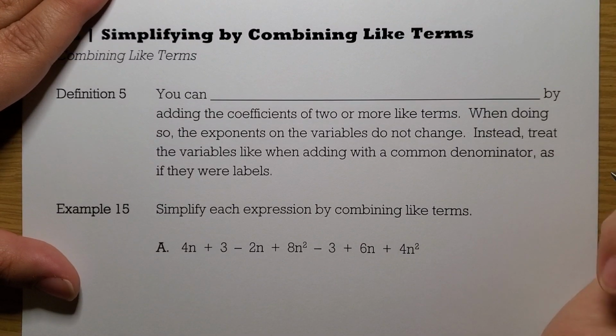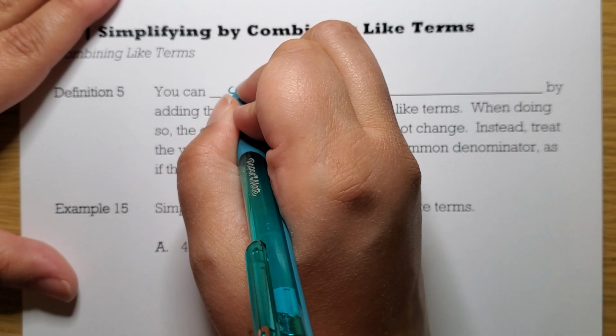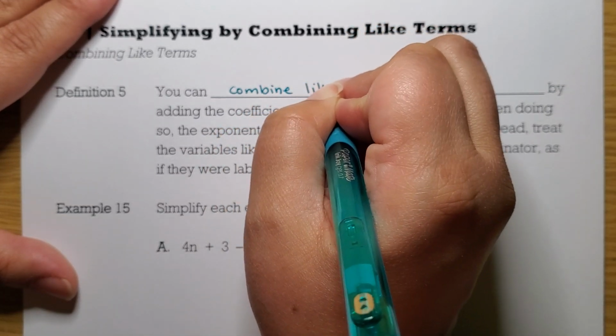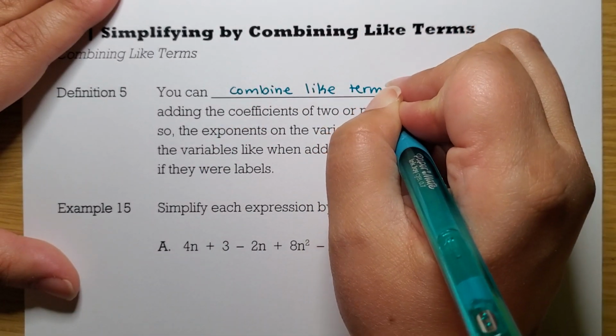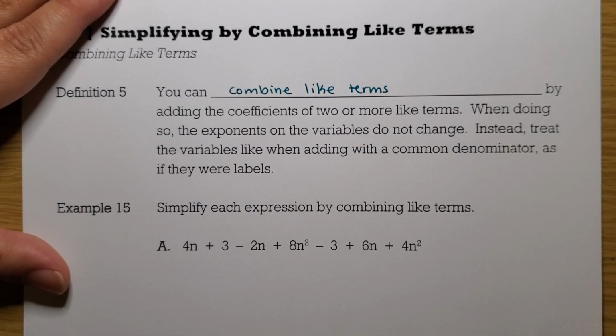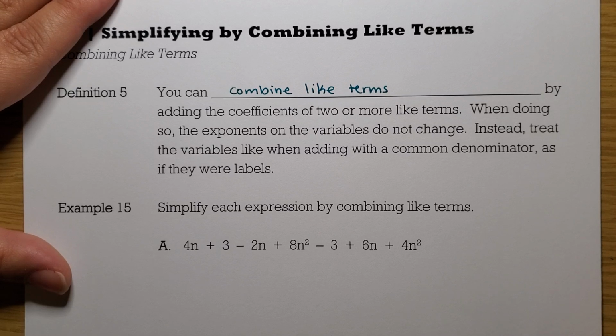So you can combine like terms by adding the coefficients of two or more like terms. When you do this, the exponents on the variables don't change. Instead, you can kind of treat them like a common denominator, like they're labels.